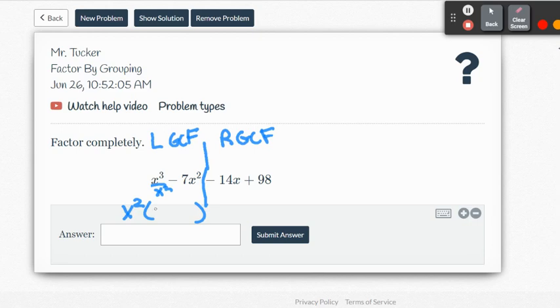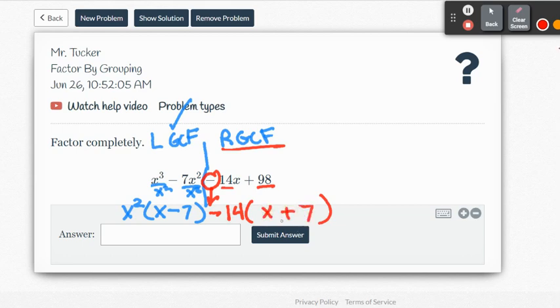x to the third divided by x squared is a single x to the 1. And then the negative 7x squared divided by x squared is just a 1, so the negative 7 part comes down. Now I have checked off the left-hand GCF. Now I've got to focus on the right-hand side. What students do here is they see the 14 and the 98, and they see that 14 goes into 98, but they'll just bring this negative sign down and not think about it. They'll bring down a negative 14, and then they don't divide by negative 14. They just divide by 14, and we get x plus 7.